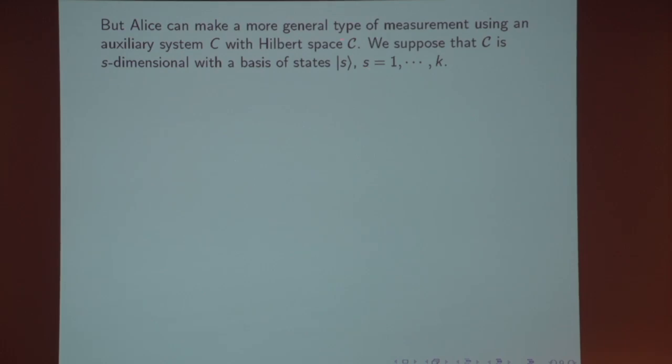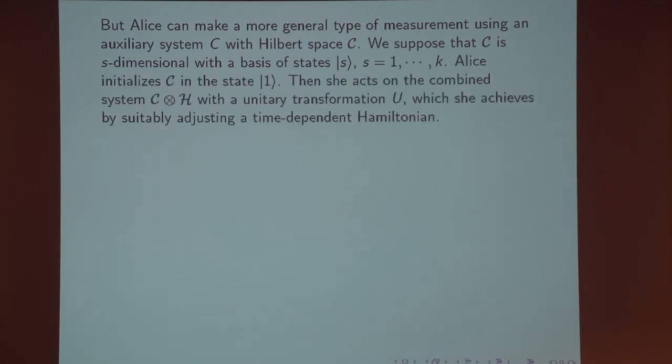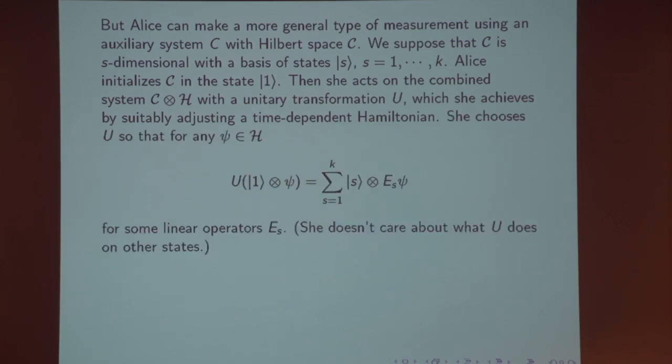But Alice can make a more general type of measurement using an auxiliary system C with Hilbert space curly C. We suppose that curly C is s-dimensional with a basis of states S. So she initializes her system in the state 1. She acts on the combined system C tensor H with a unitary transformation U. She achieves this by suitably adjusting a time-dependent Hamiltonian that acts on the combined system.